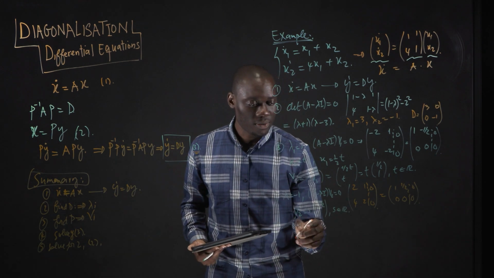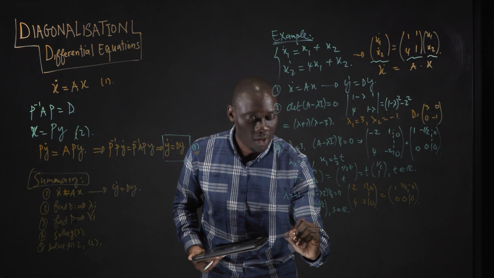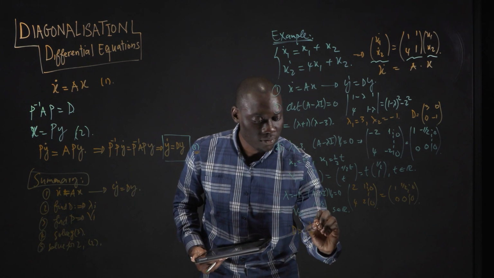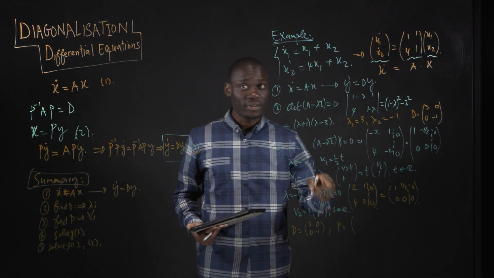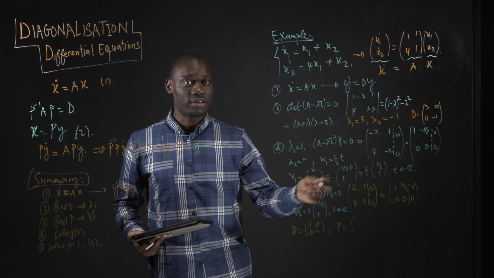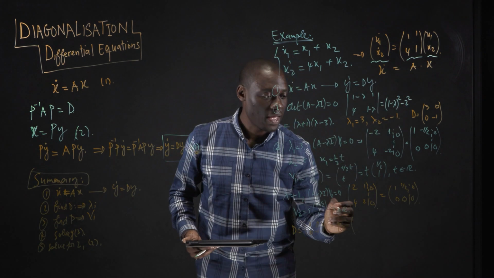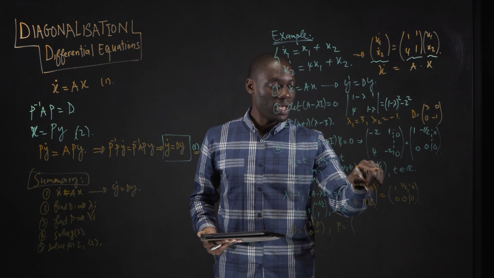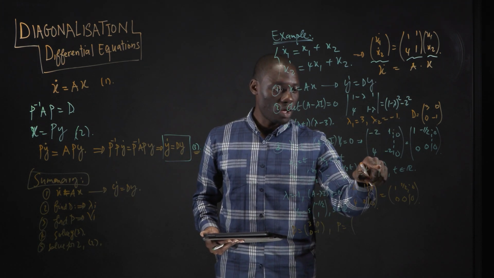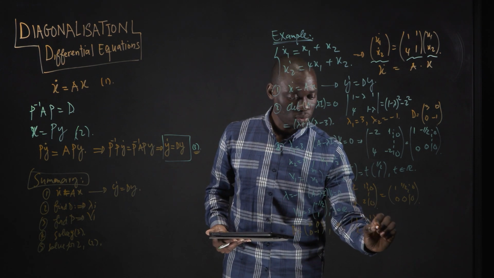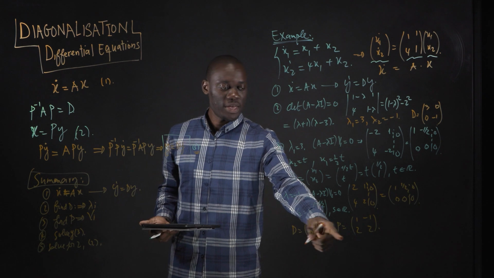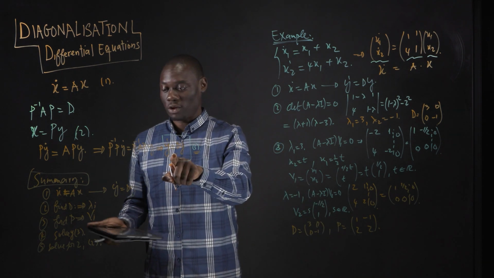So here we have our D matrix, 3, 0, 0, minus 1. Then I can write my P matrix. My P matrix is the matrix of the eigenvectors of matrix A. I can multiply these by 2, so I have 1, 2, minus 1, 2. Now, I have P and D, so I can directly solve for Y.